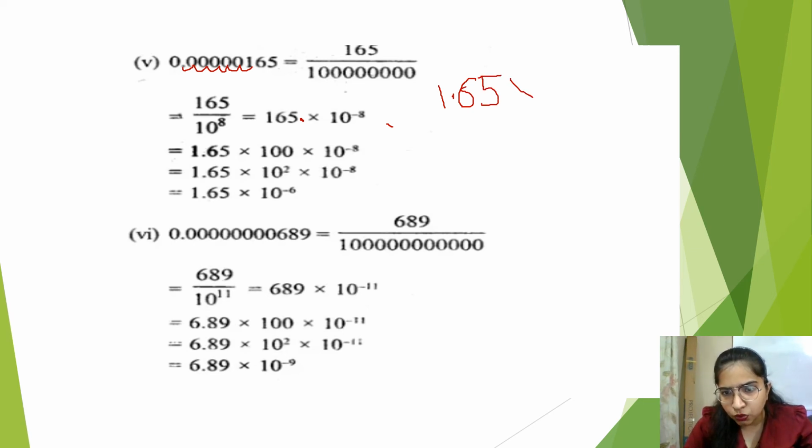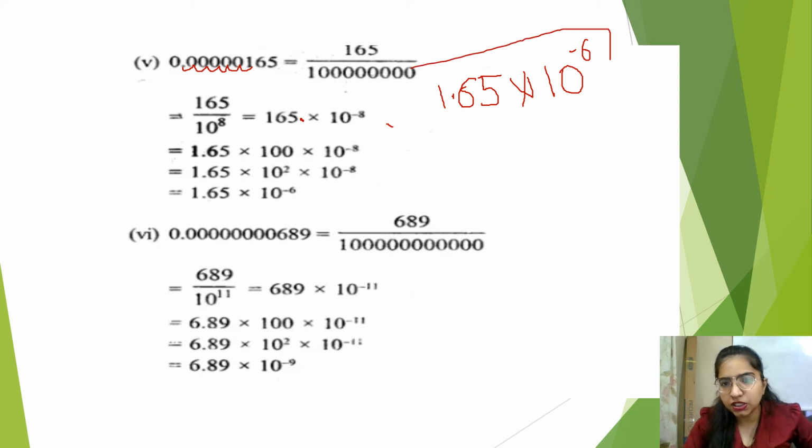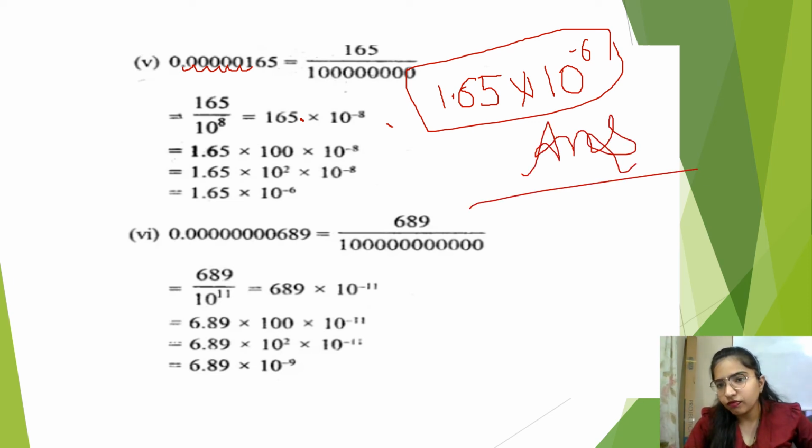1.65 into, 6 digits here you are shifting now, into 10 raised to power minus 6, because you will put 10 raised to power down, no? When you will shift upward the denominator to the numerator, it will become negative. This will be the direct answer. Clear all of you? This will be the direct answer. Hope you are getting it. Okay.